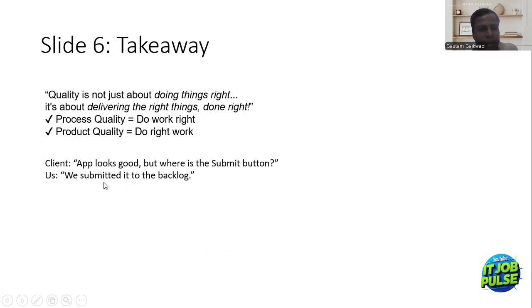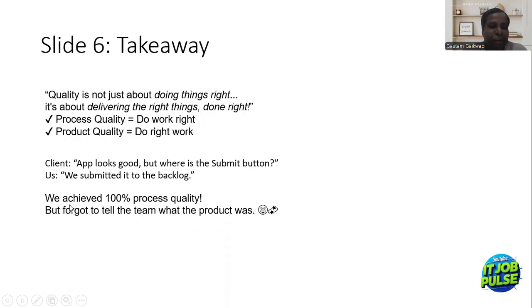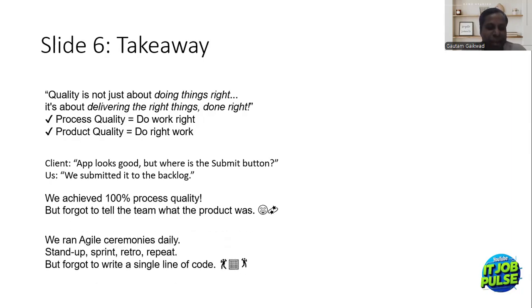The client app looks good, but where is the submit button? We submitted it to the backlog. We achieved 100% process quality, but forgot to tell the team that the product was a mess. We ran agile ceremonies daily, stand-up, sprint, retro, repeat, but forgot to write a single line of code. So we need to make sure that we follow everything very well. This is about process quality versus product quality.